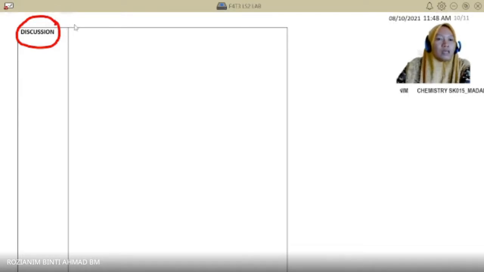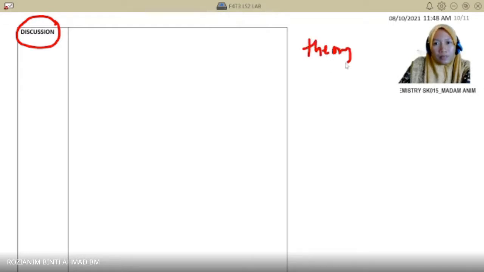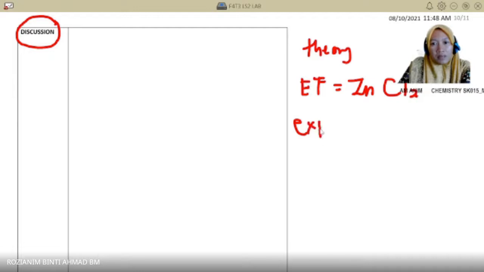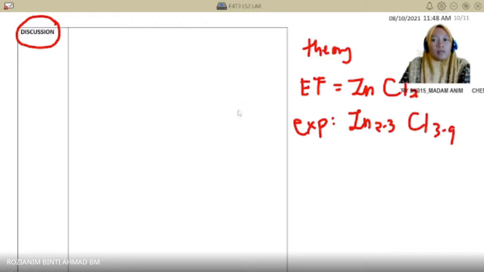So means in discussion you must give a sentence. Discuss why our empirical formula is not exactly the same as the theoretical. So kalau ikut teori, okay, empirical formula compound kita should be ZnCl2. But in experiment, from the data calculation, we get Zn 2.3, chlorine, contoh 3.9. So dalam discussion area, you must discuss why the data cannot be exactly the same as the theoretical.